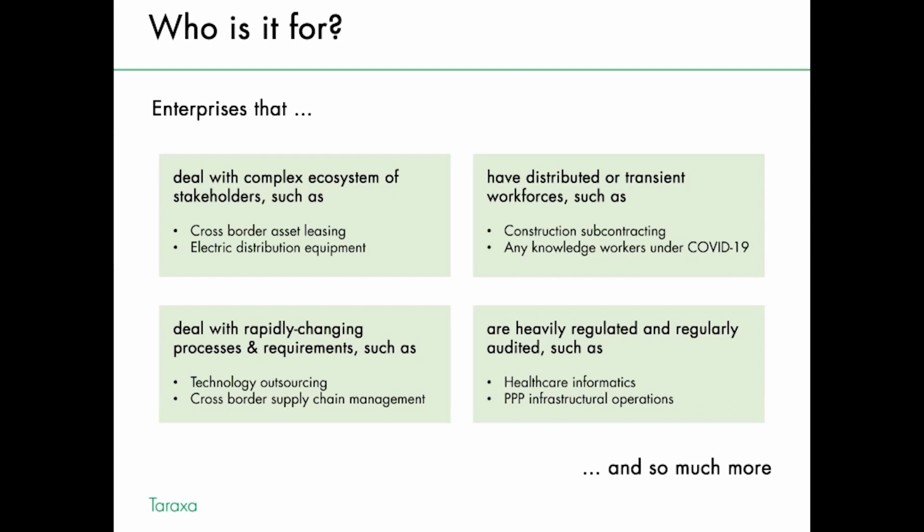Second, enterprises that deal with rapidly changing processes and requirements. For example, if you're a software outsourcing company, you're constantly dealing with changing requirements. The client signs a contract with you in the beginning, but there are 200 changes coming down the road. So lots of these micro agreements are happening. You want to minimize the potential for disputes later on, and not let these potential disputes derail and overwhelm your operations.